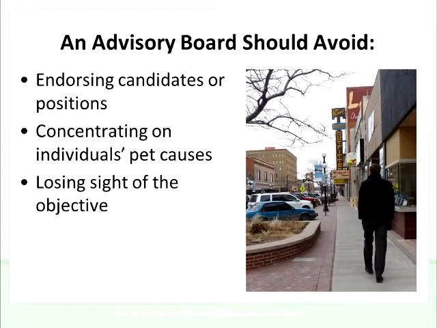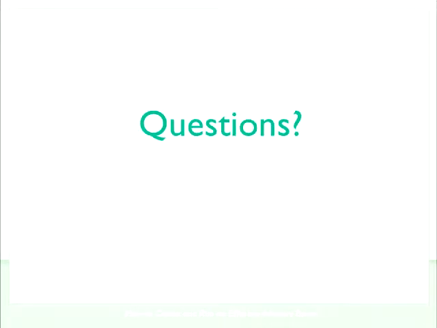Some of the things a board should avoid is you should not be endorsing candidates or positions. You have to be the board for all the people, if you will, and the people you kind of report to are going to change. City council people change, mayors change, directors of department change, and so you really need to be there for everyone and all the time and create that institutional continuity. I mentioned the problem of concentrating on individual pet causes. Not a good way to go. You just get lost in the weeds. You won't get much done. And so you really need to avoid losing sight of what your objectives are and keep looking at the bigger picture moving forward all the time.